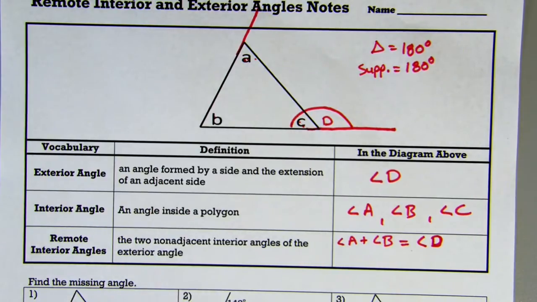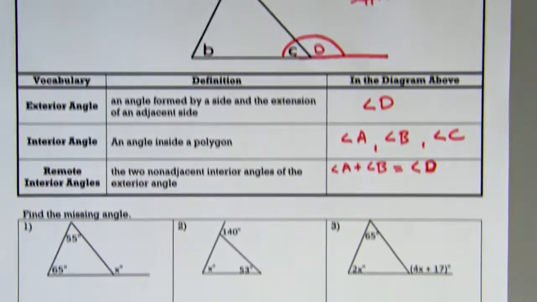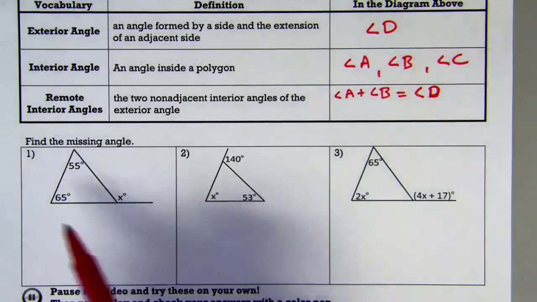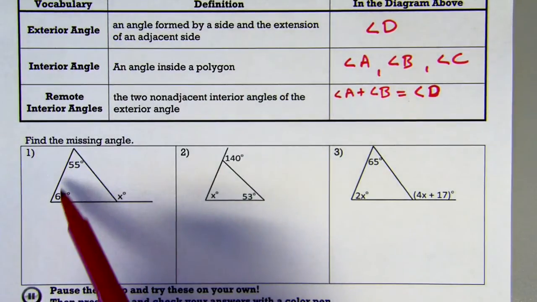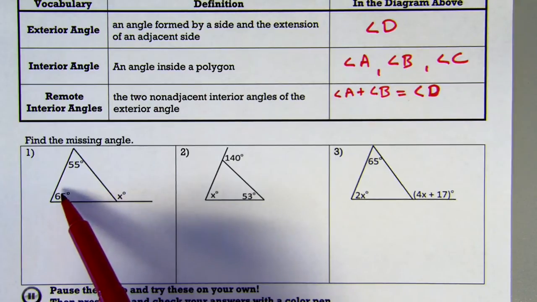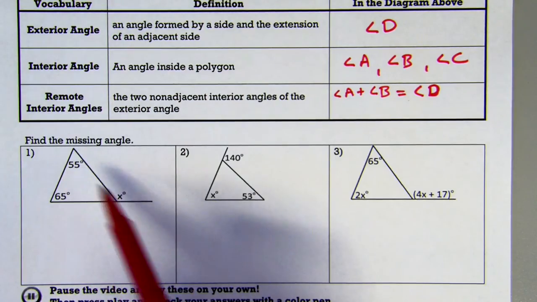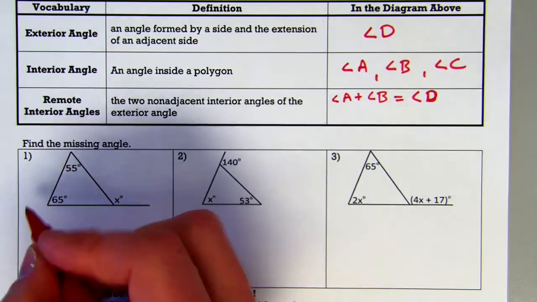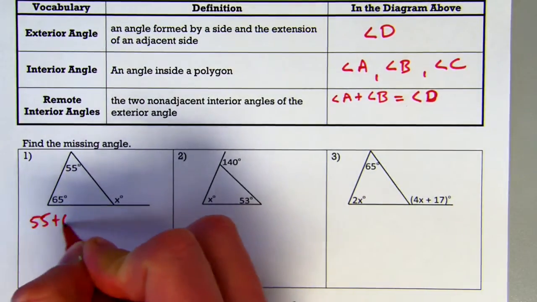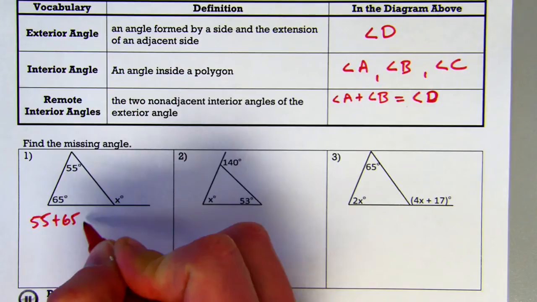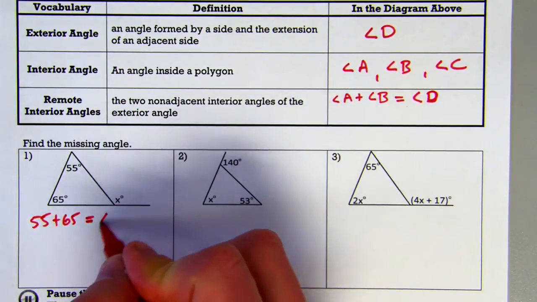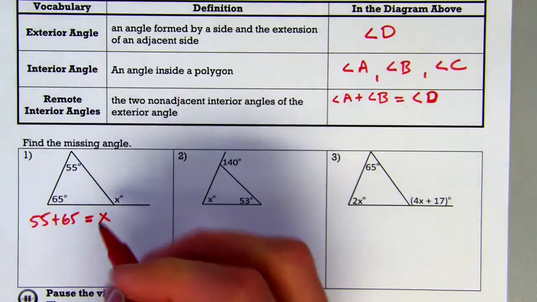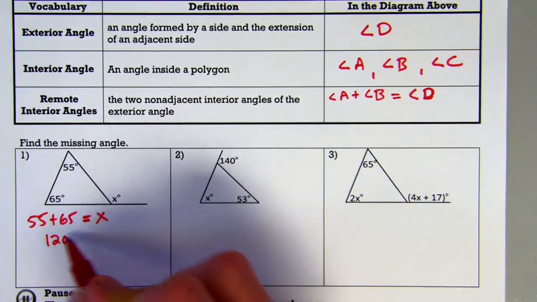So let's go ahead and we're going to use this to solve a few problems. So the first problem we have is we have our interior angles of 55 and 65, and we know that our remote interior angles equal our exterior. Okay? So we're going to do an equation of 55 plus 65 is equal to x. Okay. All we have to do for this one is add it together, and we get an answer of 120.